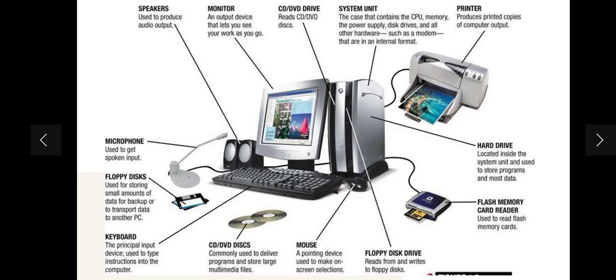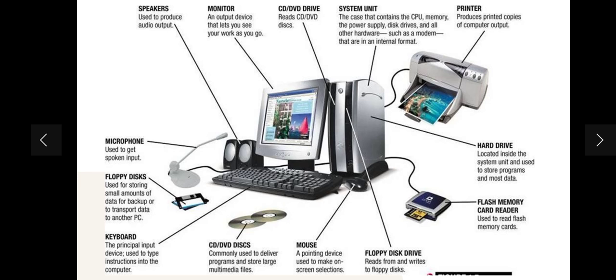Now, for example, we have the monitor from the diagram showing on the screen. A monitor is an output device that lets you see your work as you do it. Then we have the speaker. The speaker is used to produce audio output. Then we have the CD or the DVD drive. The CD or the DVD drive reads CD and DVD discs. What is CD? Compact disc. Then we have the DVD, that is the digital versatile disc.